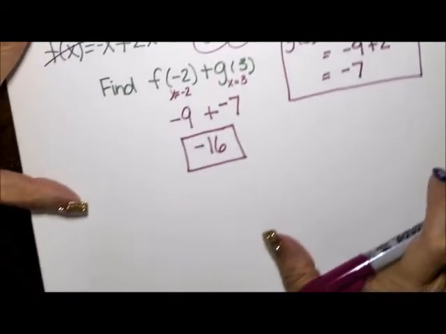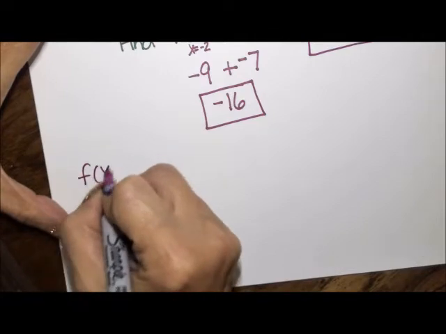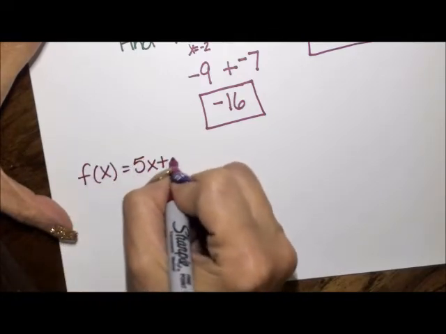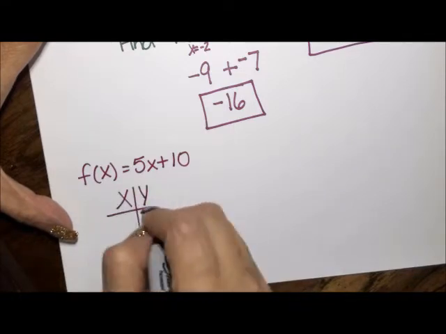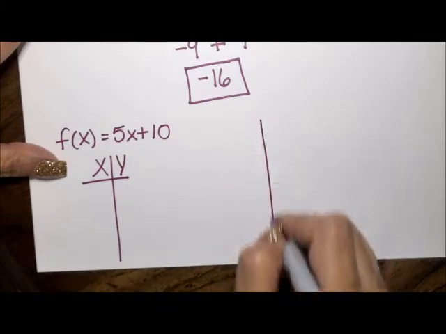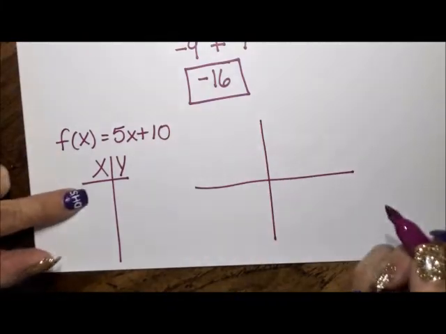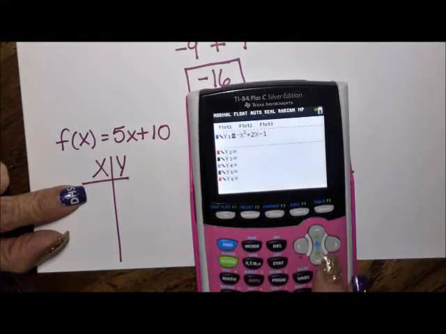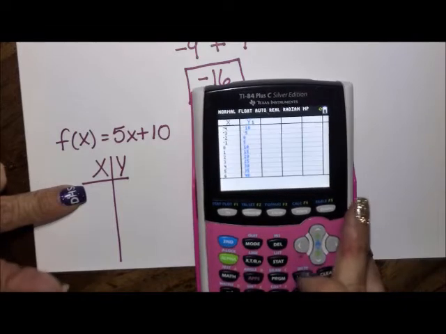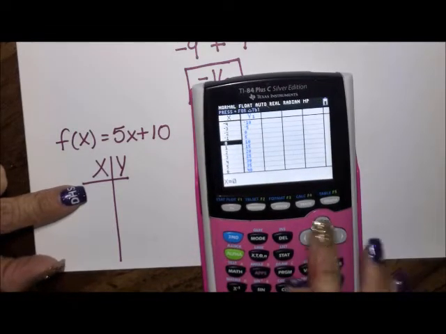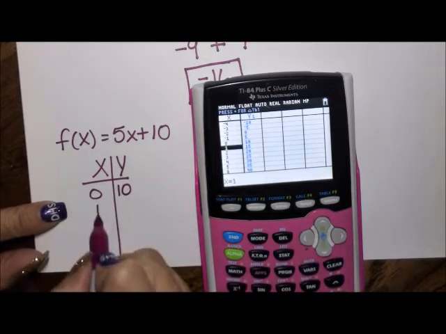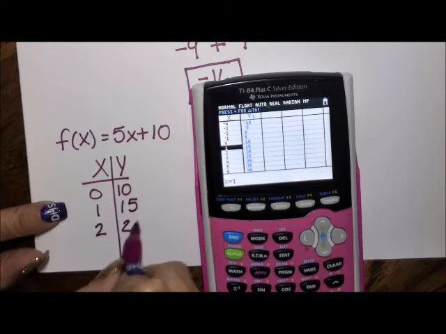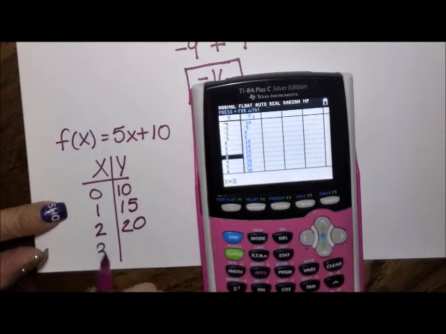So if I were to give you f of x equals 5x plus, we'll say 10, could you create a table and graph that for me? Yeah. Well, I would do this. I'm going to go here and I'm going to go y equals. I'm going to put in 5x plus 10. I'm going to go to second table. I'm just going to pick some numbers. I like to pick ones that are easy, so I almost always pick 0. 0, 10. I'll pick 1, 15, 2, 20, maybe one more, 3, 25.